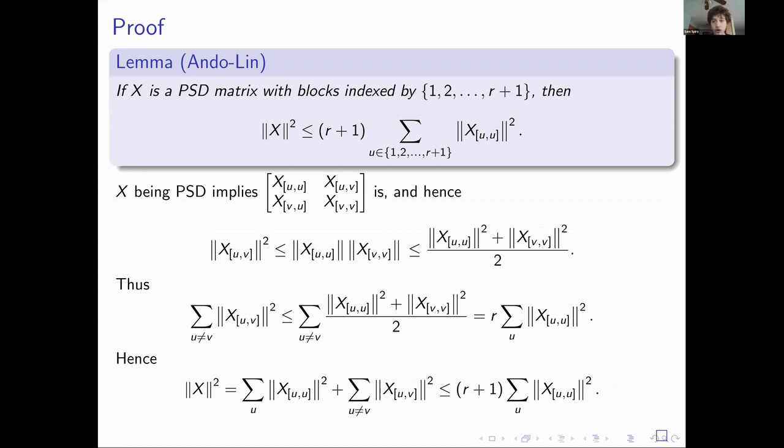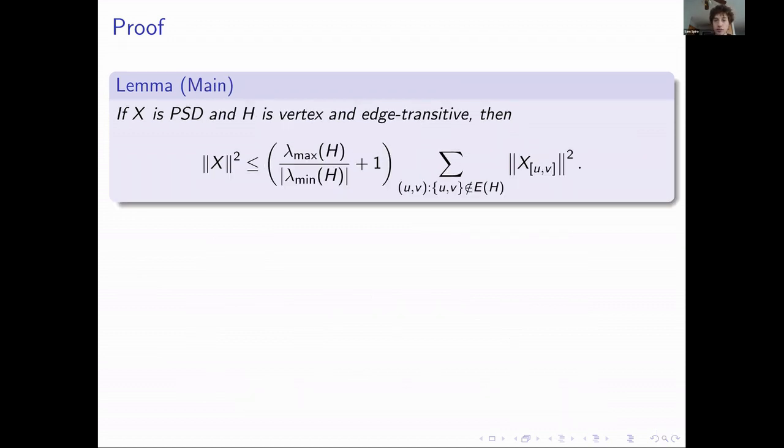And for our result, we need to prove an analog of this, but not just for the clique, but for arbitrary edge-transitive graphs. And in particular, we're going to prove this result here. So let me say two comments about this.